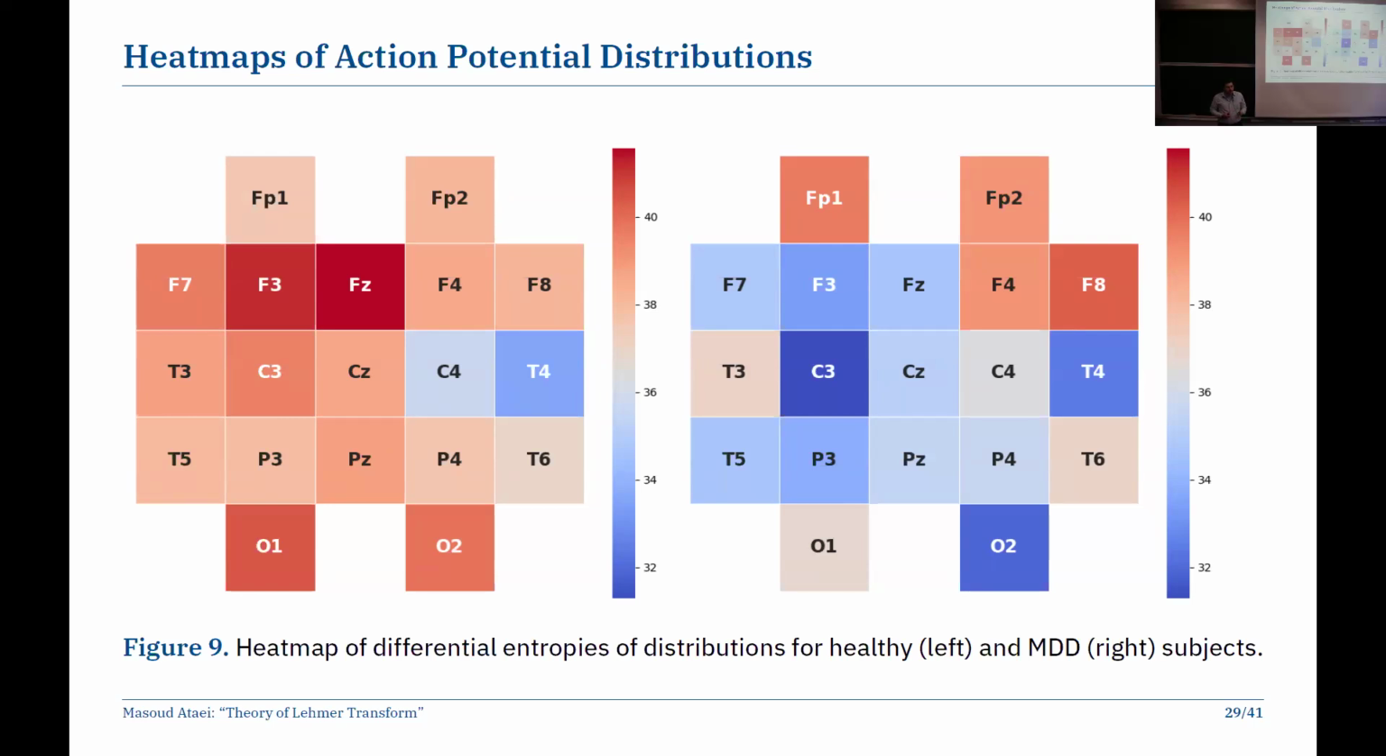First, using the signal, we define the Lehmer transform. Then the Lehmer transform leads to the probability distribution, which we call the action potential distribution. Then for each of these action potential distributions, we compute the differential entropies, and such heat maps can reveal much about the inner brain structure in major depressive subjects and those who are healthy.